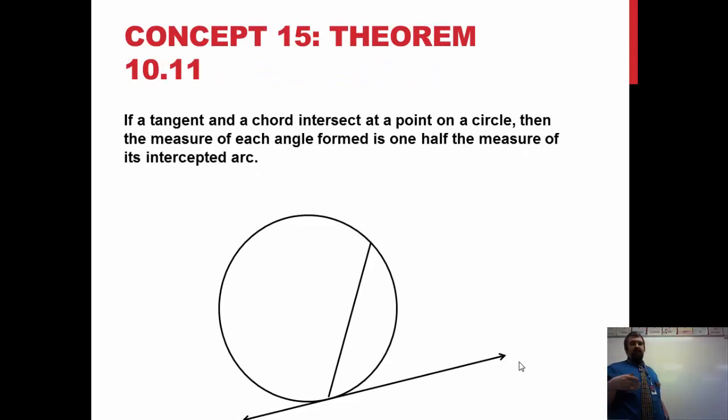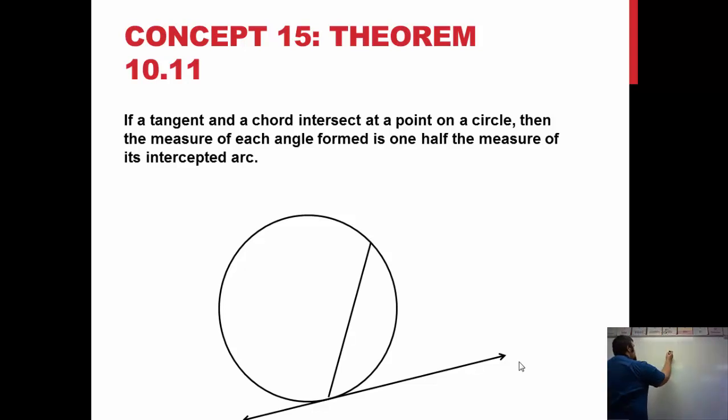If I have a tangent and a chord intersect at a point on the circle, then the measure of each angle formed is half the measure of its intercepted arc. Hold on. This sounds very similar to an inscribed angle. An inscribed angle lands on the edge of the circle, and it's half of the intercepted arc. This intersection is on the edge of the circle, and the angle formed is half the intercepted arc. It is the case.